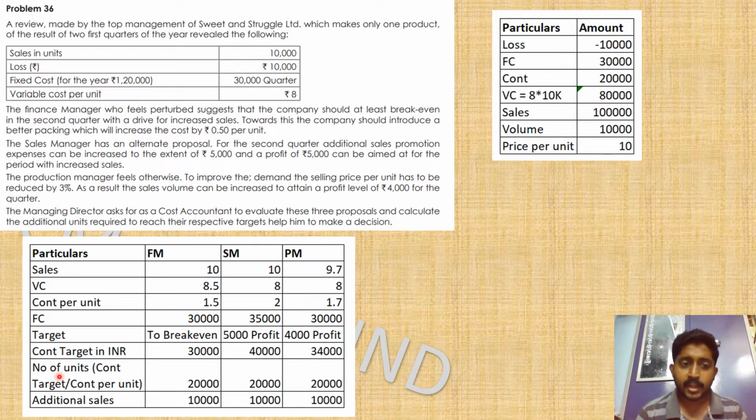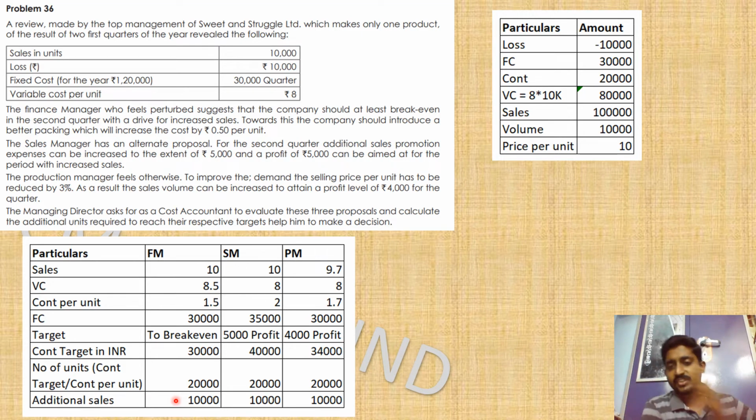Now, from this you can find the number of units. Total contribution required, we have calculated here. You already know the contribution per unit in each of the cases. So total contribution divided by contribution per unit will give you the number of units in each case. In all the three cases, it's coming to 20,000 units as the sales quantity. The very beauty of this problem is that 20,000 is the sales quantity required. Already the sales quantity is 10,000. So 20,000 minus 10,000, 10,000 is the additional quantity.